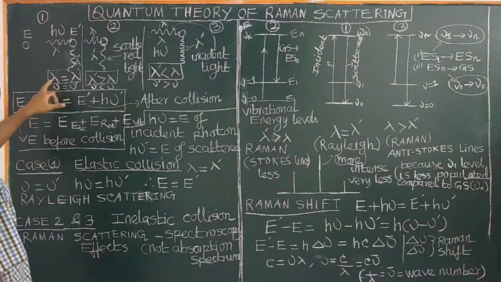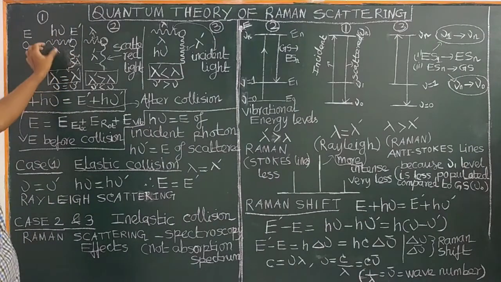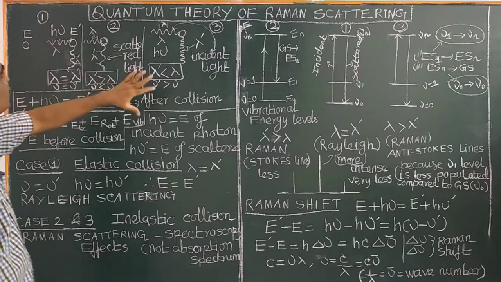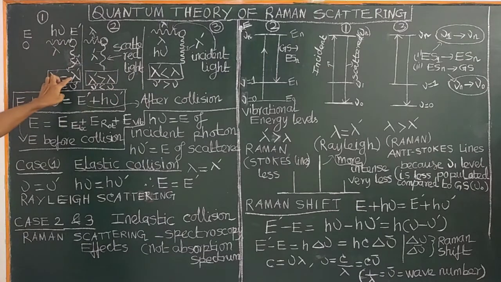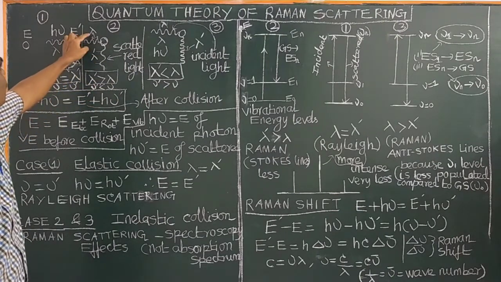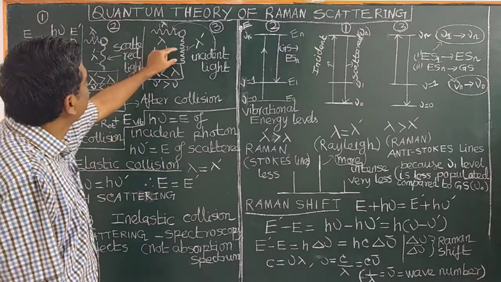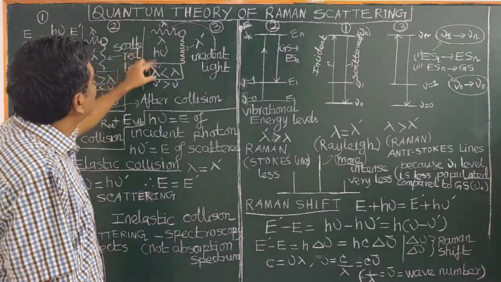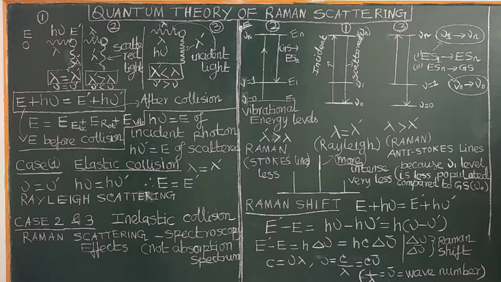Now, in this case, lambda is the wavelength of the incident light and lambda prime that of the scattered light. There are three cases: lambda is equal to lambda prime; lambda prime is greater than lambda; and lambda prime is less than lambda. So there are three cases depending upon the wavelength of the incident and scattered light.